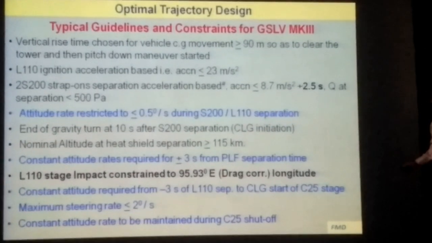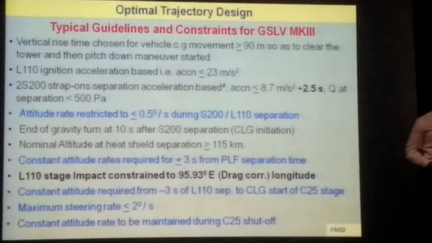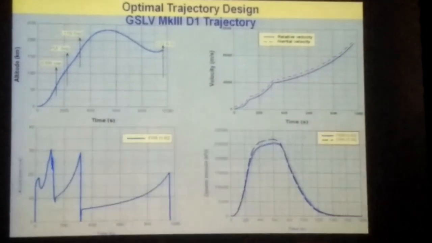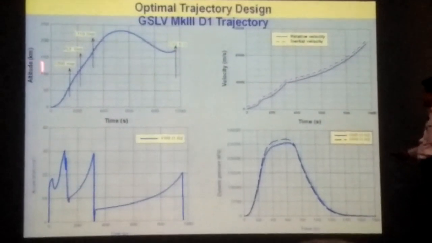And when the stages are impacted, they should impact only within this zone, so that they fall in the safe waters. All those issues are there. And these are some of the typical launch vehicle trajectories, this is altitude versus time.